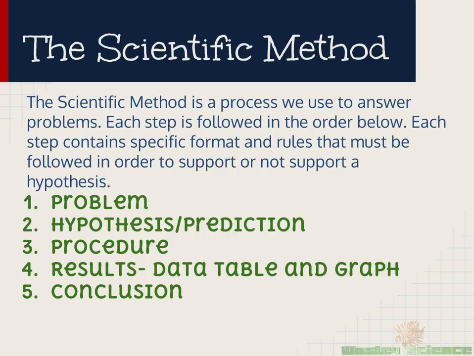So the predict, observe, explain, that's sort of a basic informal way of scientific investigation, but 4 times this year we're going to be following the more formal scientific method, which involves these 5 steps: the problem, the hypothesis, the procedure, the results, which have the data table and graph, and then the conclusion. So just so you know, with part 2, that's when we're going to discuss the results and the conclusion, but with this part 1, we're going to do the problem, hypothesis, and procedure.